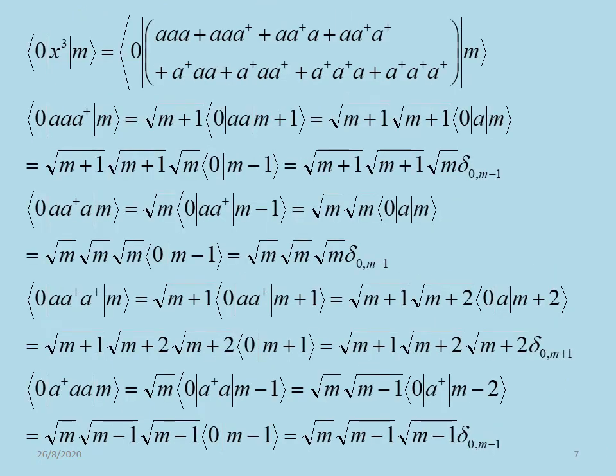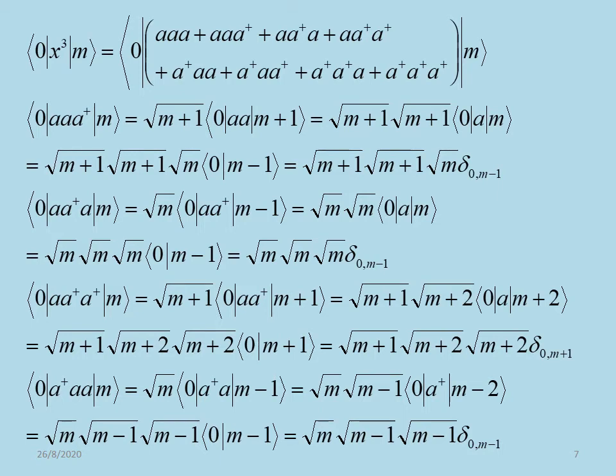For the next term, 0, A dagger acting on M. For this, first A dagger will act on M, it becomes square root of M plus 1, M plus 1. Next, this A will act on M plus 1, so it becomes square root of M plus 1, M. Then this A will act on M, so it becomes square root of M, M minus 1. So this is nothing but your delta of 0, M minus 1. So this is equal to 1 when M minus 1 is equal to 0, that means M is equal to 1. So this also has a value.